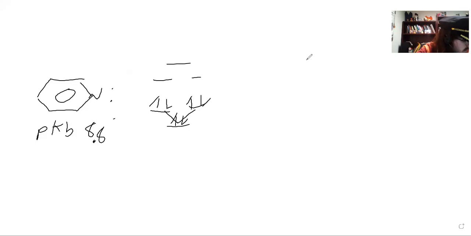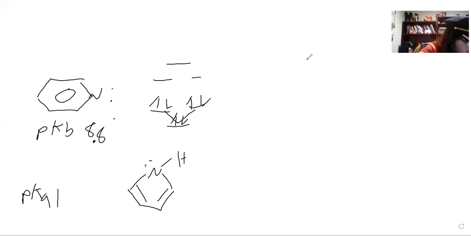Now, pyrrole, on the other hand, is a five-membered nitrogen ring. Let's look at this. There's a lone pair, and there's a hydrogen here. This pyrrole instead has a pKa of 13.6, much less basic. So it's actually acidic rather than basic.